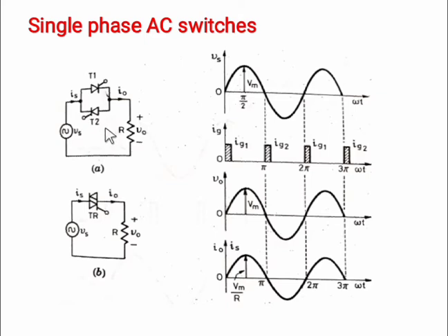If we do not apply any gate signal, these two thyristors T1 and T2 are turned off, so no current will flow from the source to the load. Suppose this is our sinusoidal source supply and its magnitude is Vs. In the positive half cycle, the anode of T1 is connected with the positive.